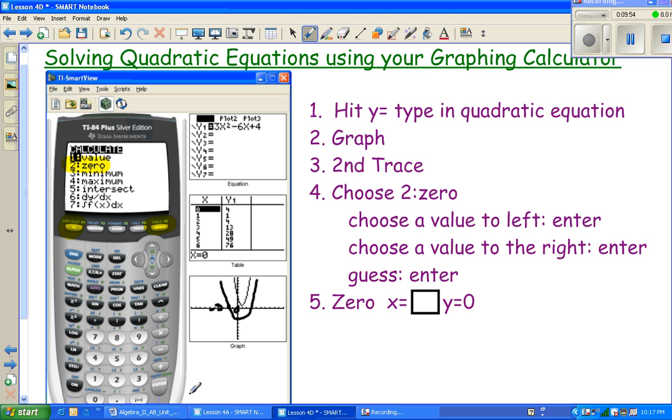It wants you to guess. That's kind of pointless, so just hit enter again. And after you hit enter for the third time, at the bottom of the screen it'll say zero, and it'll say x equals, and it'll give you the answer, which in this case should be somewhere around -2, and it'll say y equals 0, because that point is the point (-2, 0). So you can also use your calculator to help you get these answers as well.